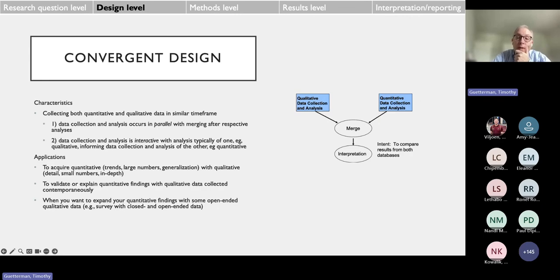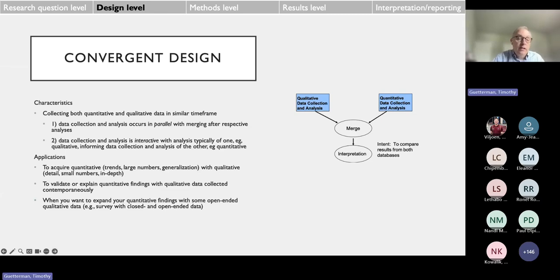Now, generally the qualitative and quantitative are independent of one another, but they can interact, and that's completely okay. For example, as you are conducting your quantitative analysis, it might raise some questions and you might want to go back to your qualitative data. So there's sometimes some back and forth that happens, and that's perfectly okay. But it's really this intent of a better, more complete understanding that defines a convergent design.